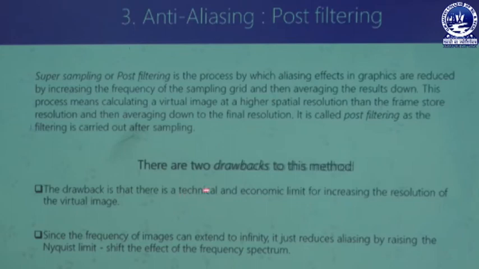As we know, the images we create have high resolutions. Whenever we view those high resolution elements on the monitor screen, the monitor also requires high-level, expensive graphical devices. In that case much more money is incurred, so there is a technical and economical limit. And the second negative point is that, since the frequency of images can extend to infinity, it is just reducing aliasing by raising the Nyquist limit.